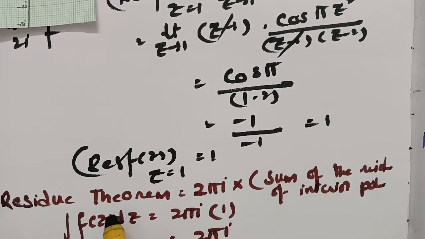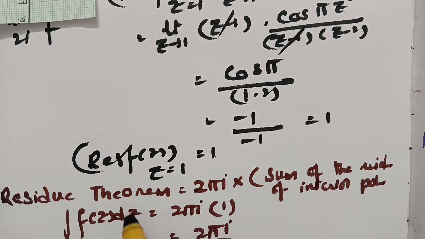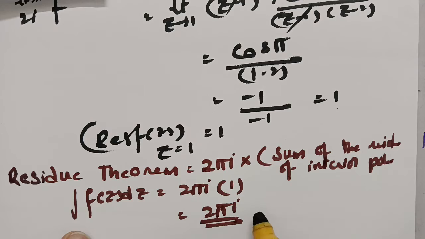So according to our residue theorem, the integral of f(z) dz is 2πi times the sum of the residues. So 2πi times 1, which is equal to 2πi.